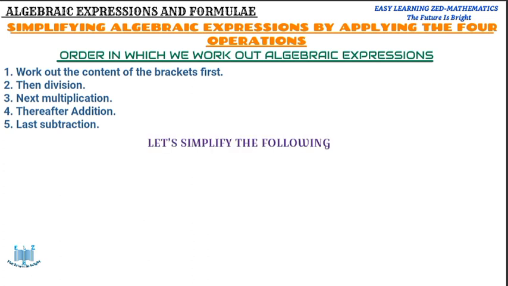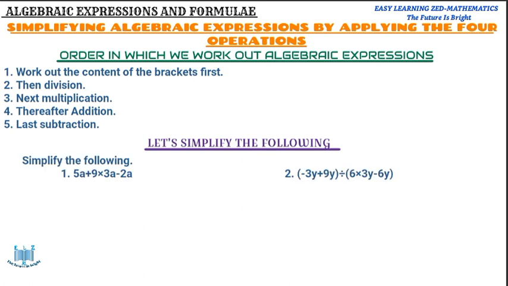Now let's simplify the following. I've got two questions here to demonstrate what I've just said. The instruction is simplify the following. We have 5a plus 9 multiplied by 3a minus 2a. Here, as you can see, there are no brackets and there is no division. That means we're going to start on step 3, where there is multiplication. So in this expression we're going to start with multiplication.